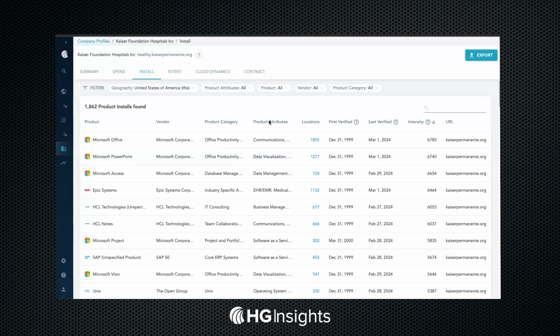All super helpful insights that we're able to glean here, especially when we start thinking about digital transformation and migration efforts that organizations are undergoing. It might be a transition from QuickBooks to NetSuite or some other legacy on-prem solutions into more cloud-based solutions. First and last verified are immensely helpful as we start to understand the changes, the account-level insights that we can glean through the install tab.